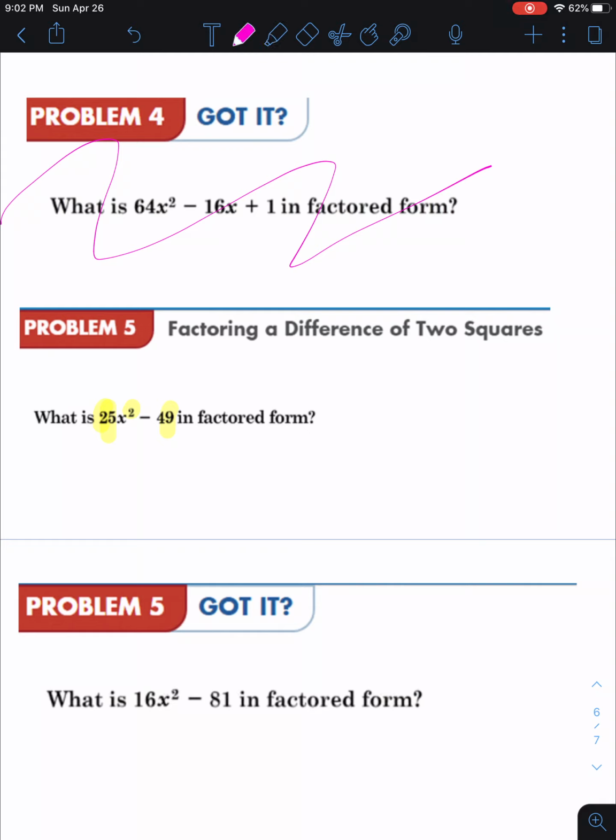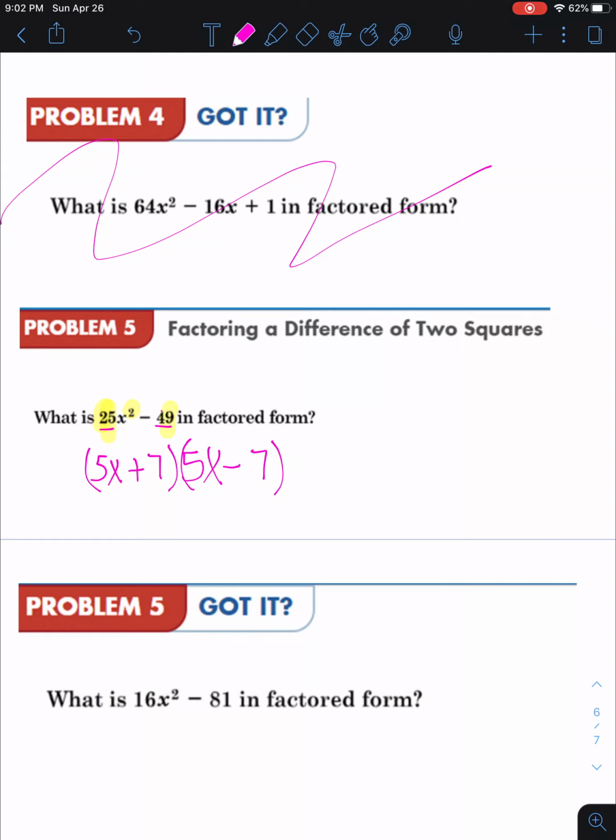Okay? When it's a perfect square, the first thing you want to do is find the square root of 25, which would be 5, and the square root of x squared would be x. So we'll split that as 5x times 5x. We'll split the 49. That's 7 times 7, right? 7, 7. Okay, and then I'm going to do a plus and a minus. Check by FOIL, and there it is.